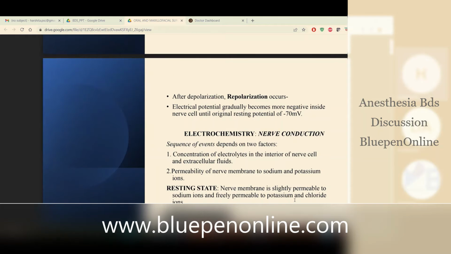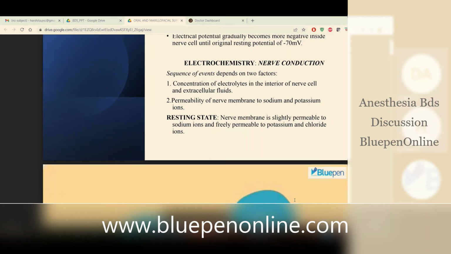So now to continue with Dr. Anu, can you please start off with the electrochemistry of nerve conduction? Now we will see the same sequence of events in its electrochemistry. The sequence of events depends on two factors. One is the concentration of electrolytes, comparing the interior of the cell with the extracellular fluid. The second is the permeability of the nerve membrane to two ions, sodium and potassium.